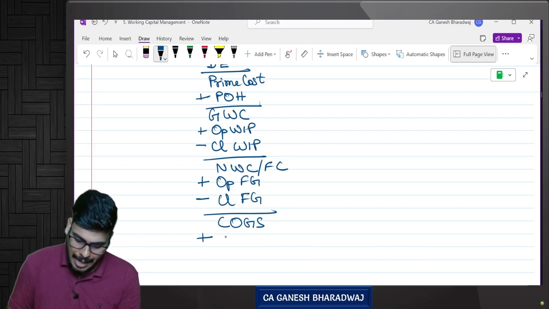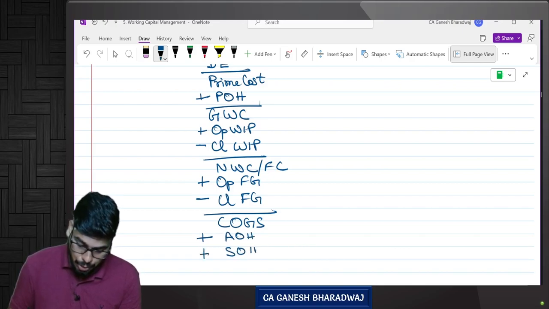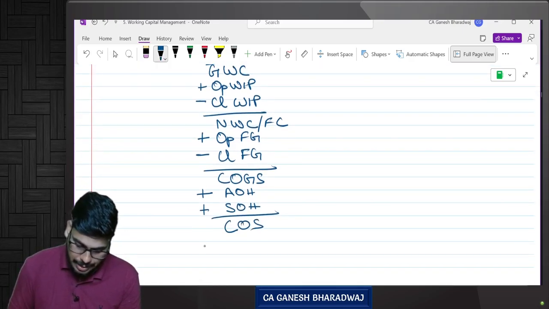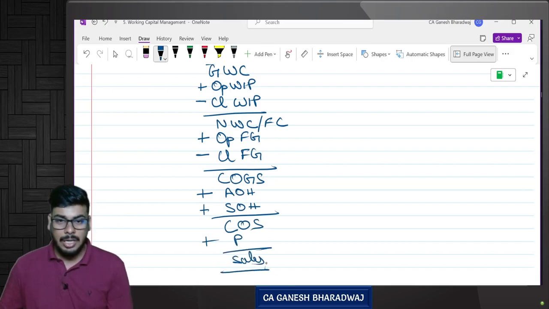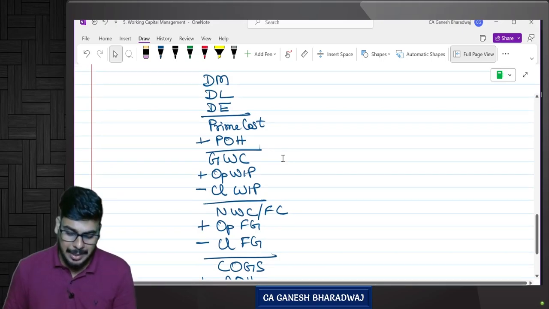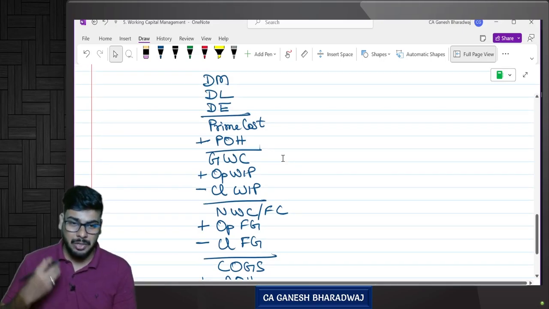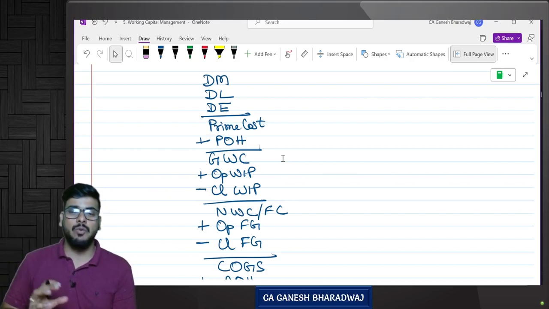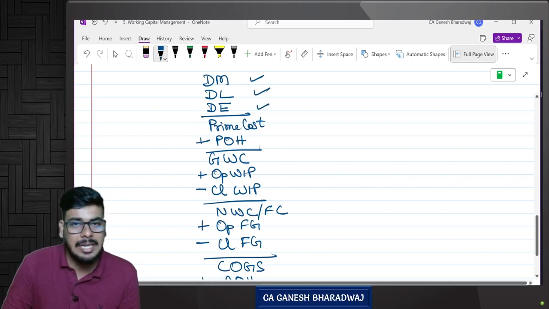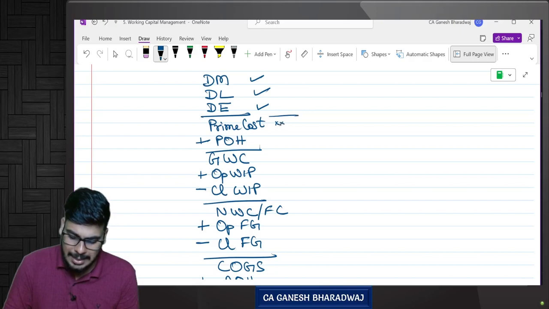To this, you will add administrative overheads and selling and distribution overheads. You get something called cost of sales. To this, if you add profit, you will get the sales value. Now, basically, this is the format of a cost sheet. So what happens is, for me to produce and sell one unit, what are all the costs that I will be incurring? Direct material, direct labor, direct expenses, correct? So all the direct expenses put together is called prime cost.